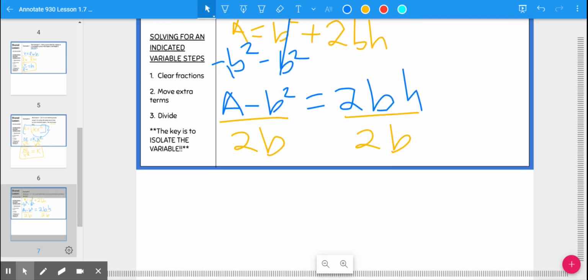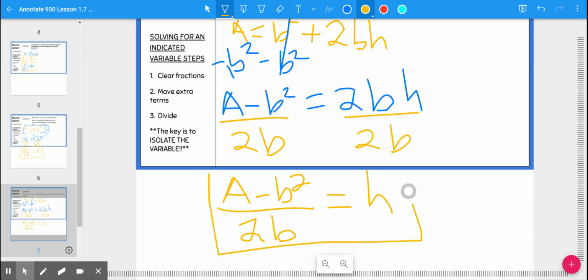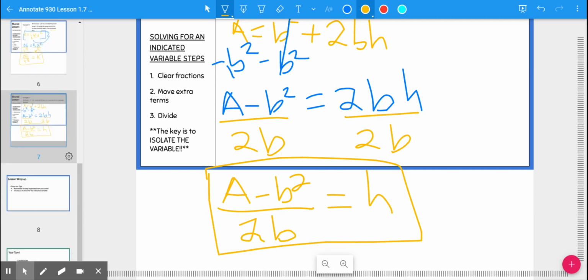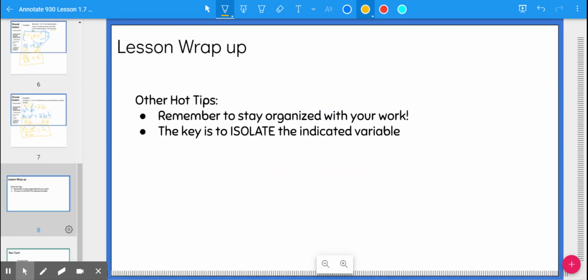So now we are left with, when we divide by 2b on both sides, a minus b squared, that stays in the numerator, divided by 2b is equal to h. And this would be our final answer because we have isolated the variable h. Now we can move on to slide 8 here.